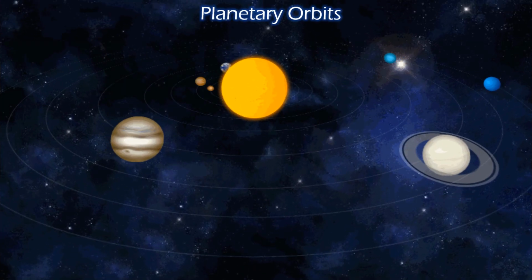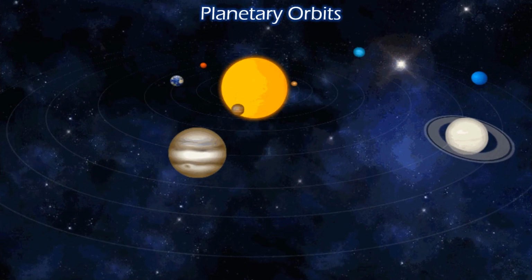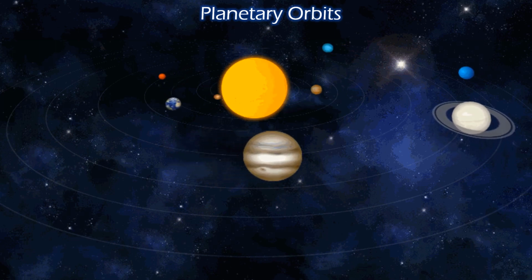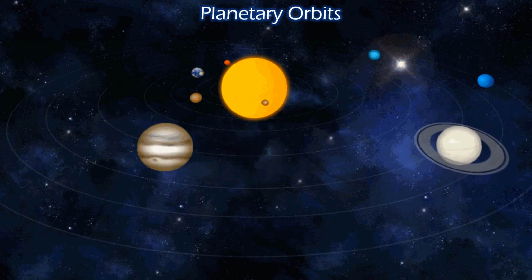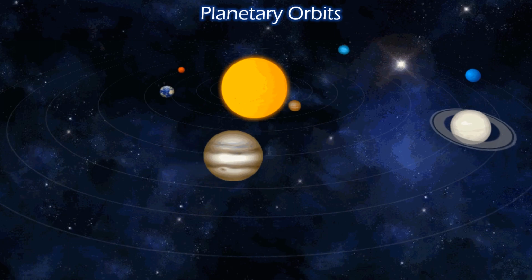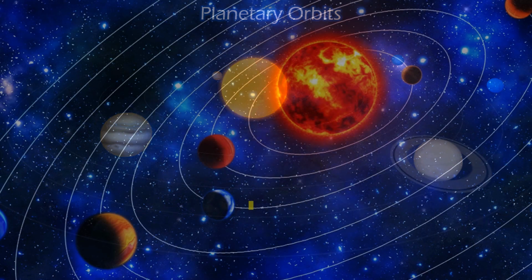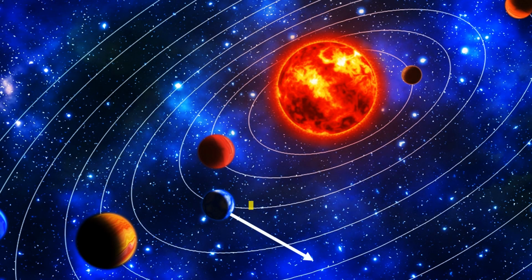Everything goes around the Sun in its own orbit. Depending on the distance away from the Sun, different planets have different orbital speeds. Orbit is caused as a result of the balance between the forward motion of a planet and the centripetal force of gravity caused by the Sun.